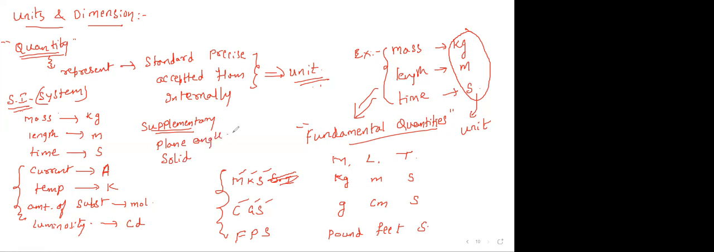The plane angle is measured with the radian. The solid angle, which is three-dimensional, is measured with the steradian, sr. So these are the two supplementary quantities. So there are 7 fundamental quantities and 2 supplementary quantities in the International System of Units.